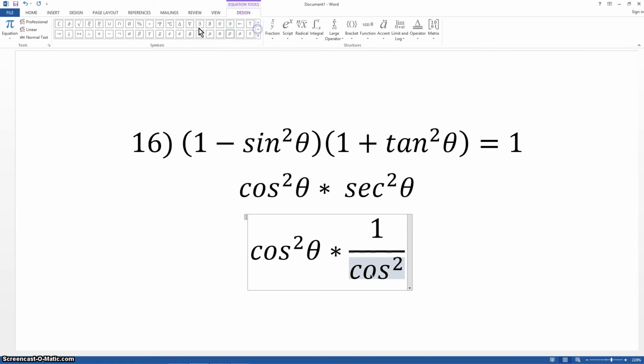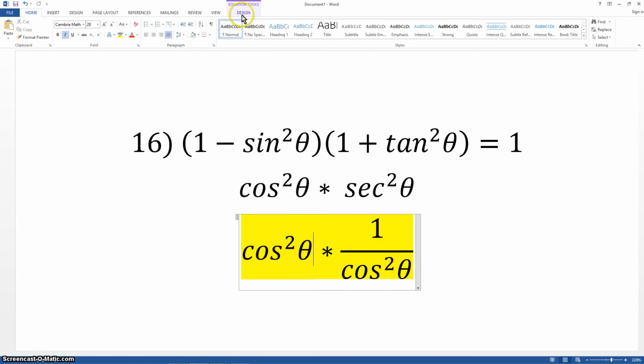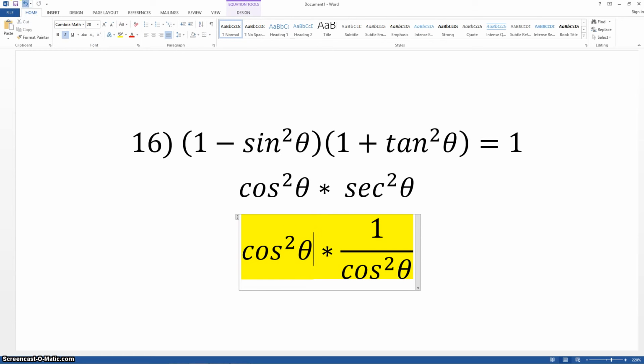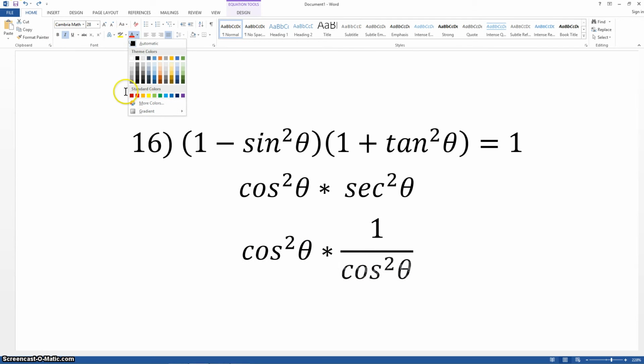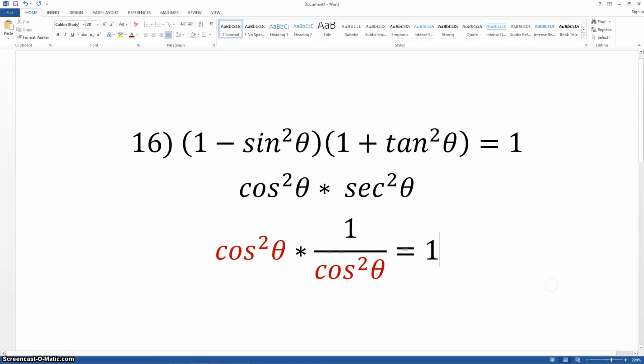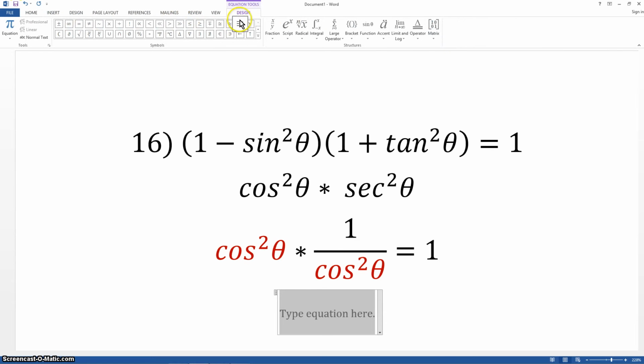of theta. And what do you notice about the cosine squares? They cancel out. I'm going to do them in a different color. They cancel out, leaving you just with 1. So therefore, that is what we were supposed to get. One is indeed equal to 1.